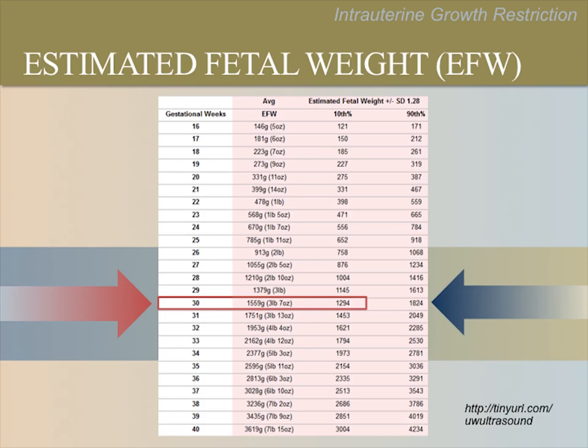Now we look at our estimated fetal weight chart. Please pause the video to take a moment and find the estimated fetal weight chart in your handbooks or download it from our website. At 30 weeks, the average weight is 1,559 grams, and 90% of fetuses are above 1,294 grams. The EFW of 1,201 grams is below 1,294, so it is abnormal and we would diagnose IUGR. Remember to use the gestational age based on the first ultrasound because it is most accurate and not the second ultrasound.